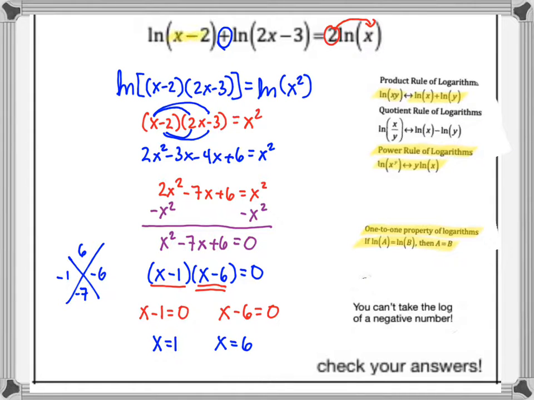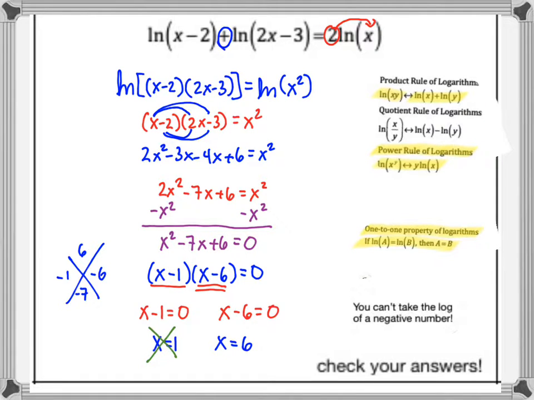However, look up here at the x minus 2, the 2x minus 3, and the x. If I plug either one of those solutions in, the 1 or the 6, and that leaves me with a negative number, I have to get rid of it. So starting right here, if I put 1 in here, notice that this is going to be 1 minus 2. That's a negative. And this is a negative here. And so I have to go ahead and say that this is not a solution, because I plugged it in and that gave me a negative number.